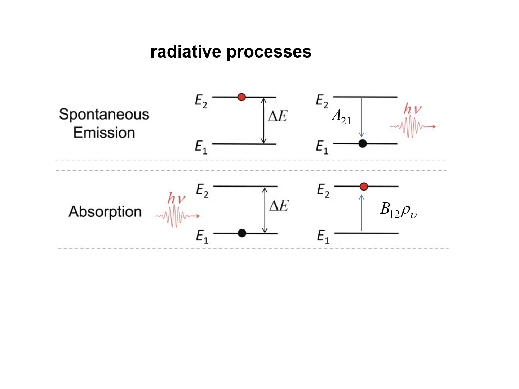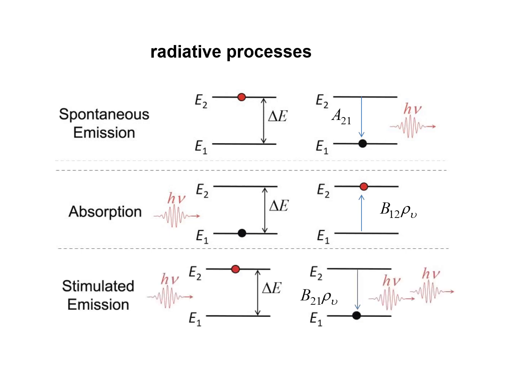The probability of this transition occurring is proportional to the density of radiation, B1,2 times ρ. Finally, if an atom is in the E2 level and in the presence of a radiation density, it can be perturbed by a photon of energy equal to E2 minus E1 and make a transition to the E1 level. Both the disturbing photon and the photon produced by the transition are coupled in phase and direction of propagation. The probability of this transition occurring is B2,1 times ρ.